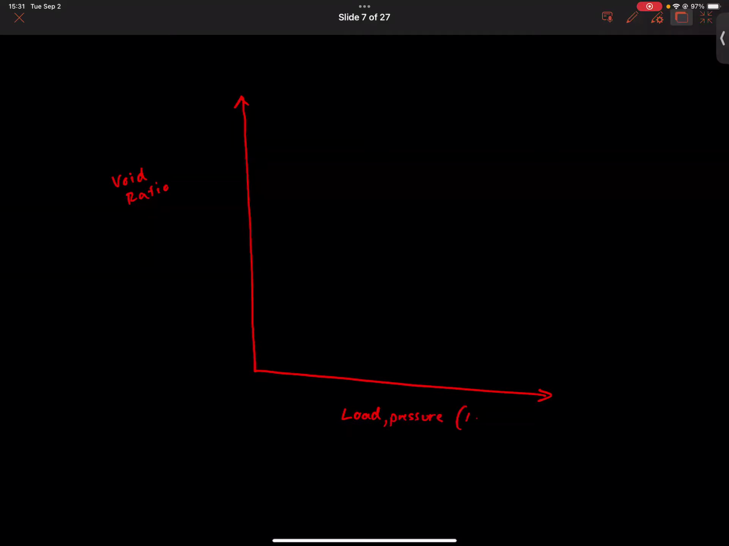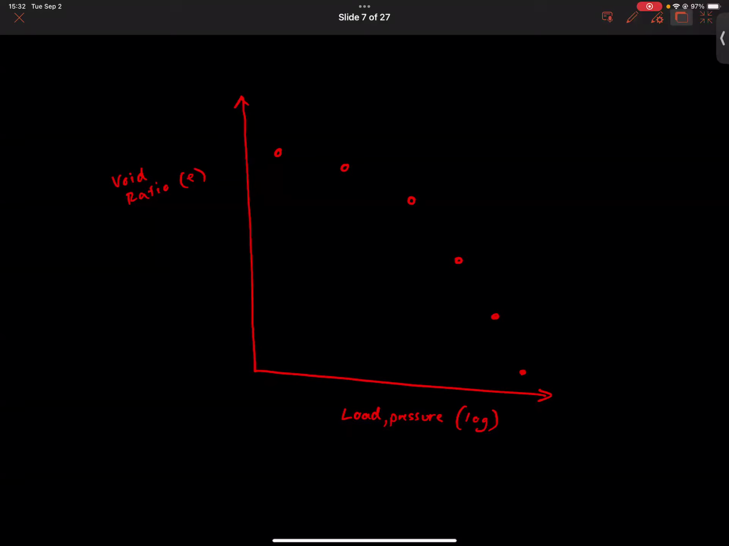And this is in a log scale. So it's a semi-log plot, just like we did for the grain size distribution and everything. And so the void ratio, we know that the smaller the void ratio is, the more compact or dense the sample is. So as we are increasing the load going from left to right, we should expect to see the void ratio decrease. And what we see is as we populate the data like this, it has a turn, like a curve that looks like that.